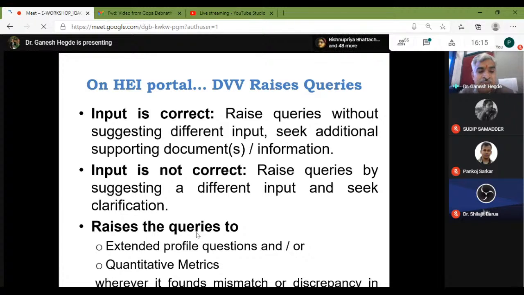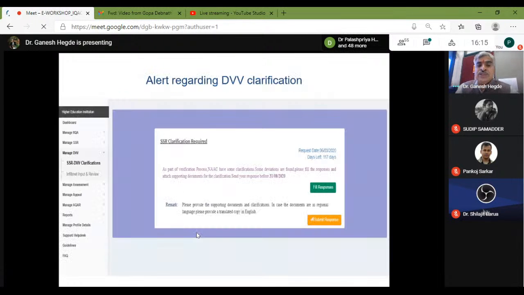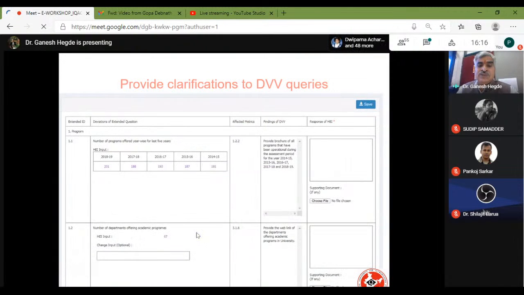So clarification will come in the same metrics in the extended profile and also in the qualitative institutional framework. Extended profile questions will be there, and for quantitative metrics, questions will be raised to the institution. So SSR clarifications will come as DVV clarification. It goes to the institution for responding to the DVV clarification. How exactly does the portal look? The portal looks like this.